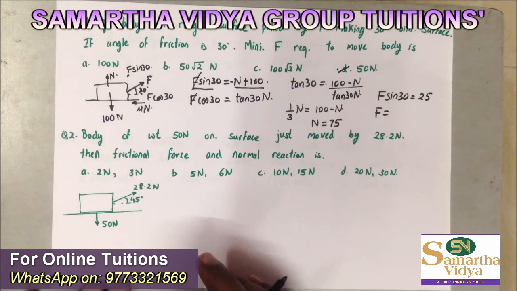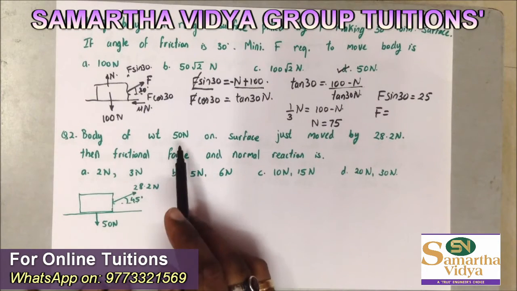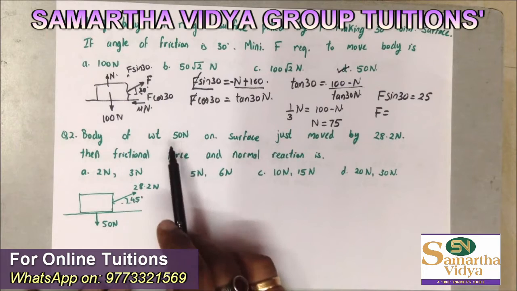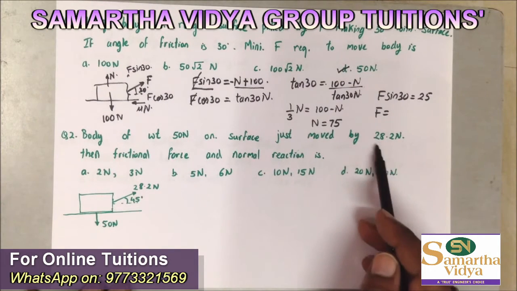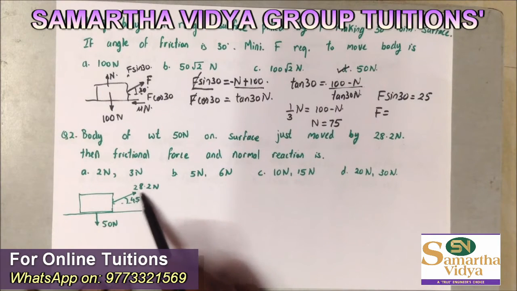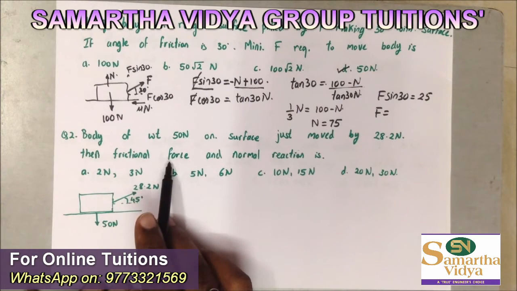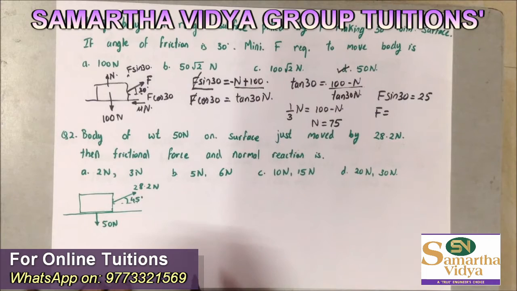Moving on to a similar type of question, wherein we have a body of 50 newtons. So the weight is directly given to us on the surface, which is just moved by a force of 28.2 newtons. We can see 28.2 newtons is there. We need to find the frictional force and the normal reaction.